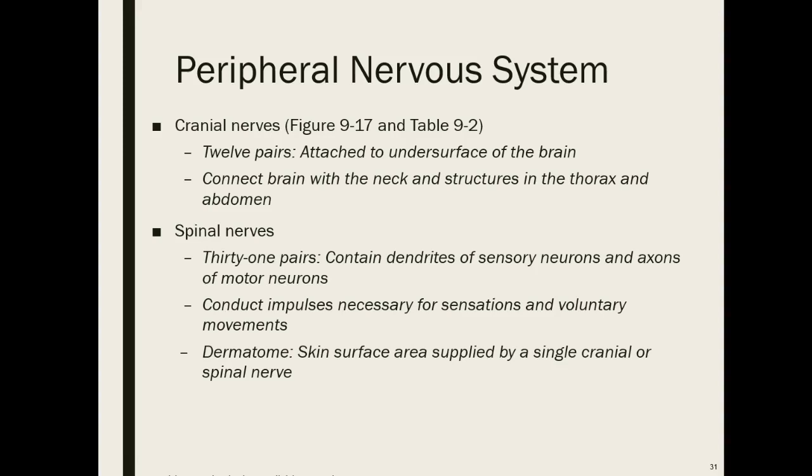So now we'll get into the peripheral nervous system. So it's broken down into cranial nerves and spinal nerves. The cranial nerves, there's 12 pairs, which are attached to the undersurface of the brain, and they connect the brain with the neck and structures in the thorax and the abdomen. The spinal nerves are made up of 31 pairs. These are going to conduct the impulses necessary for sensations and voluntary movements.